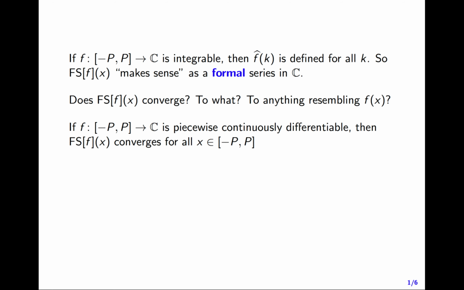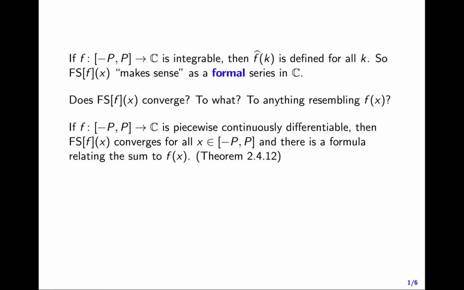We saw that we have a result that if f is piecewise continuously differentiable, then the Fourier series for f at x does converge for all points x in the interval minus p to p, and there is a formula that relates the sum of that series to f of x. It's not necessarily f of x precisely, but we can pull f into there. And that was our theorem 2.4.12 in the current indexing in the lecture notes. Okay, not bad. So if the function's piecewise continuously differentiable, then we can talk both about the fact that yes, its series converges, and we know what it sums to and how to relate that to f.